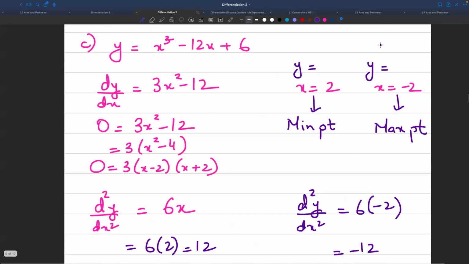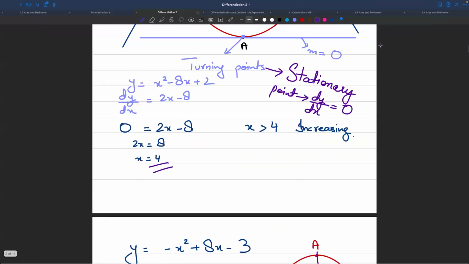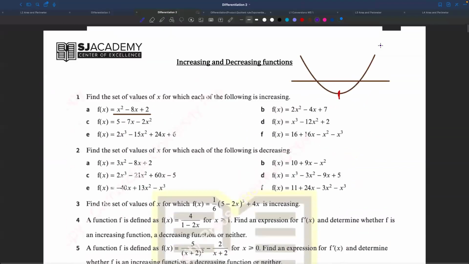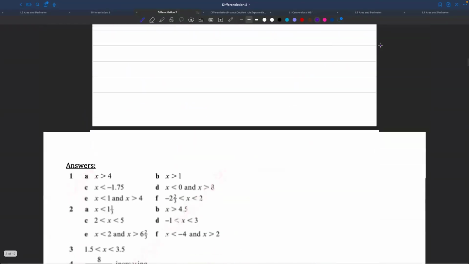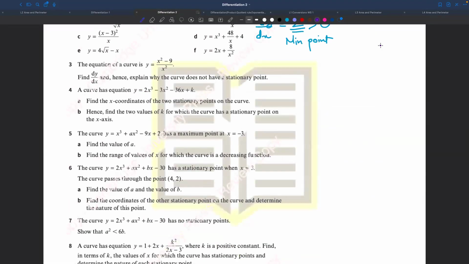Till the next class, this differentiation 2 worksheet, I'm sending it right now. The first 2 bits of it are increasing and decreasing functions, and stationary points. Make sure you try as many questions from this as you can, because we will be using everything that you have learned up till now in the next classes. We will be doing past paper questions.